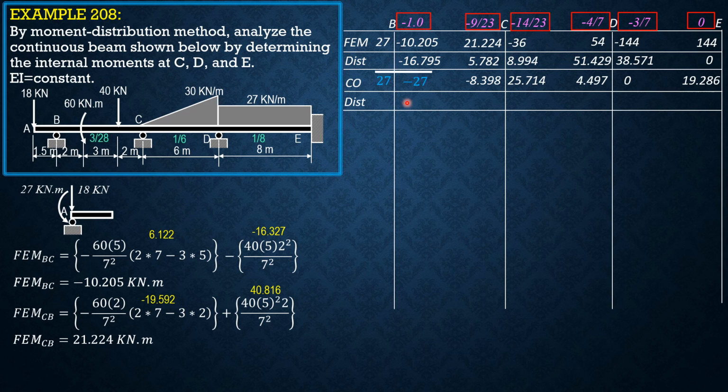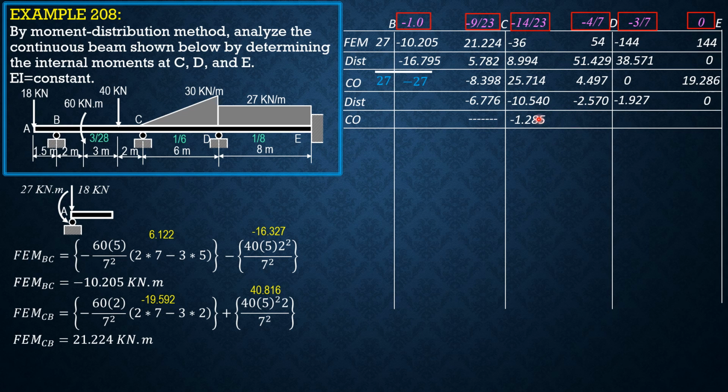Then distribute. So in this joint, quantity negative 8.398 plus 25.714 times negative 9 over 23 is negative 6.776. Replace negative 9 by negative 14, so negative 10.54. So 4.497 times negative 4 over 7, negative 2.570. Replace negative 4 by negative 3, put the value here, negative 1.927, and this is 0. Carry over, so none in this column.